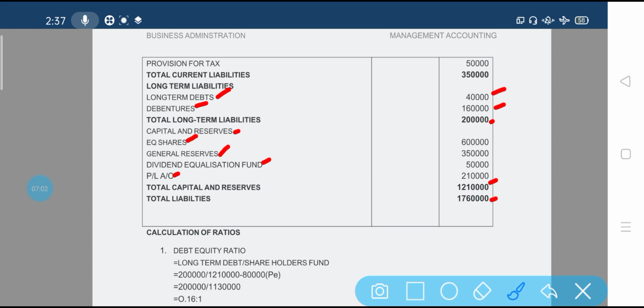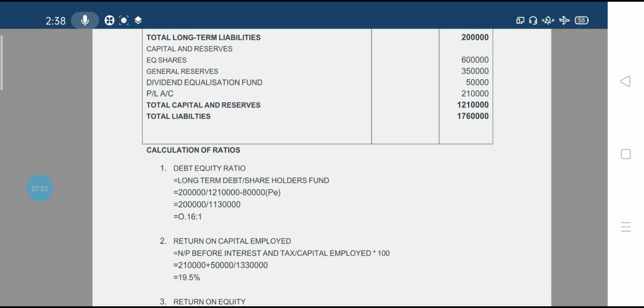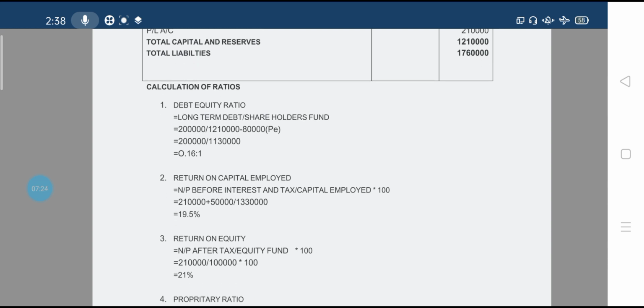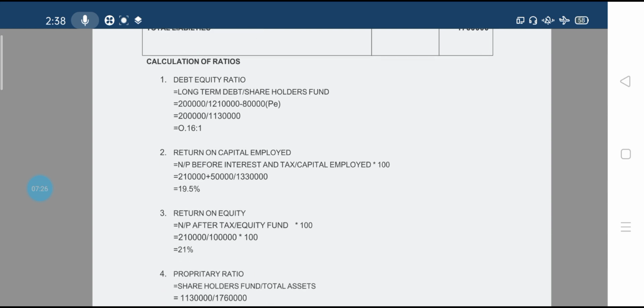The balance sheet total of the given problem and, after rearrangement, the total assets and total liabilities should be the same. If it is not the same, then we have to check whether there are any missing figures, whether we have left out something like that. Now let's calculate the ratios which we have been asked to calculate.